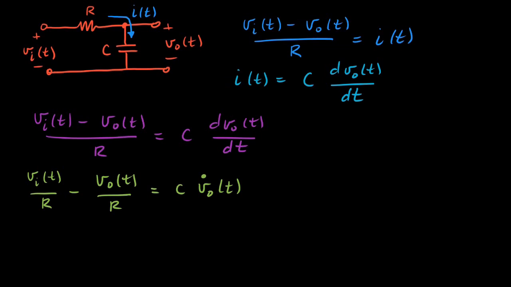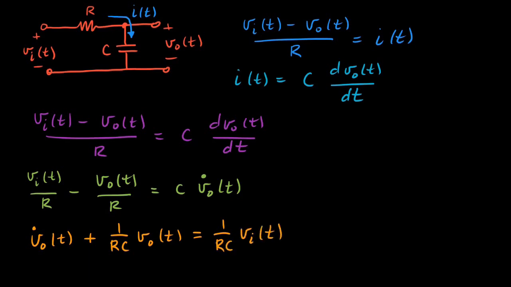So I can rearrange a little bit and divide through by C, and I'll get V out dot of t plus 1 over RC V out of t equals 1 over RC V in of t. Okay, so this is a linear first order ordinary differential equation that describes the input-output characteristics of this first order low-pass filter.